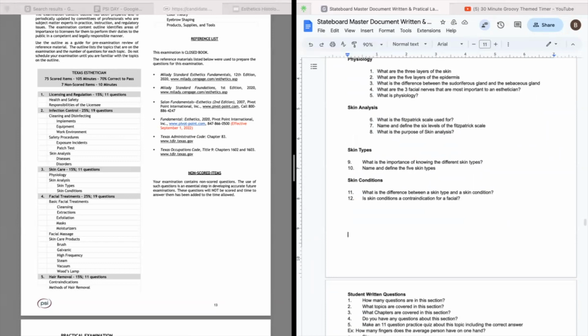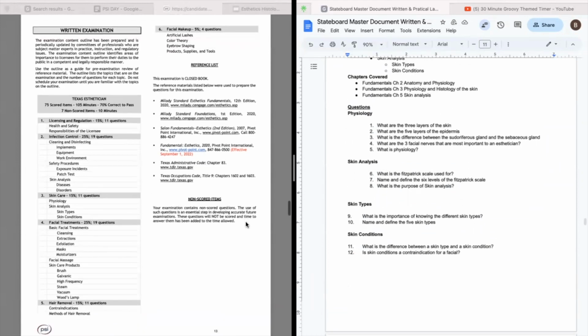As far as me studying them, obviously you want to give equal time to each section if you can, but your infection control and your facial treatments are going to be my most important. Then skincare, hair removal, licensing and regulation are my next importance. And then my last is makeup, because it's the smallest of the sections. But skincare, 11 questions. So it's a lot of information.